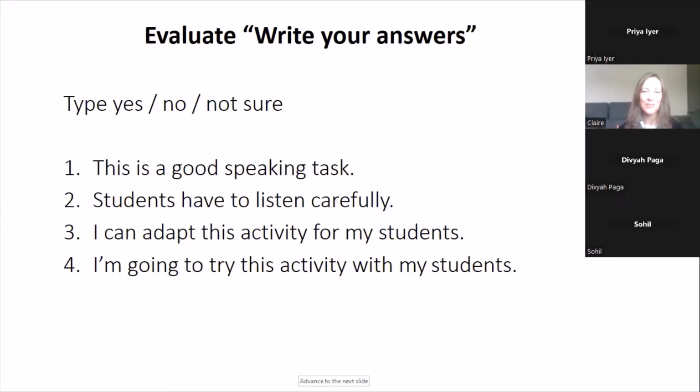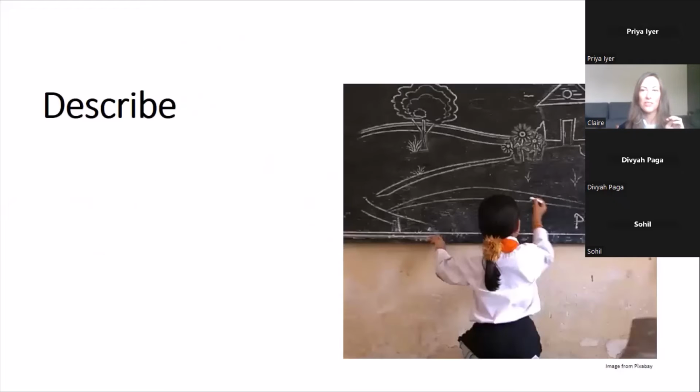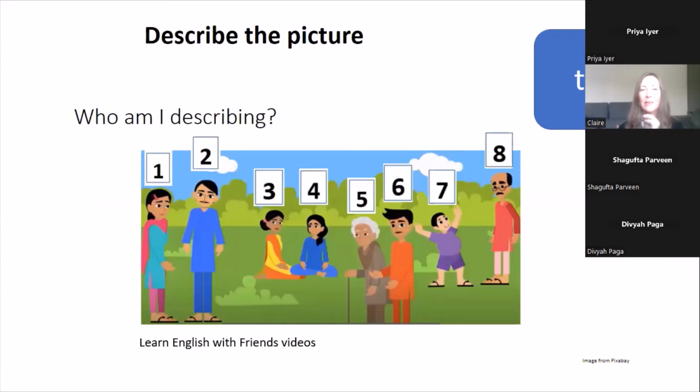All right, so let's move to our next set of activities now. We've looked at dictation and we're now going to move to describing activities. And for this one, I'm going to show you an image and I'm going to describe someone. Listen carefully. Who am I describing? Type the number in the chat and please keep yourself on mute. So listen, who am I describing? Type the number in the chat.